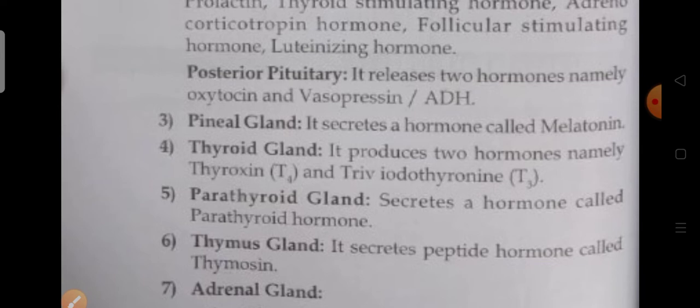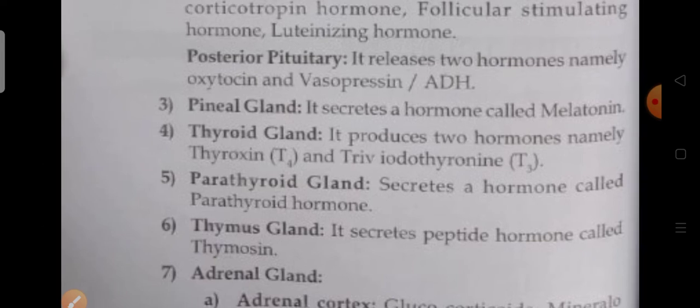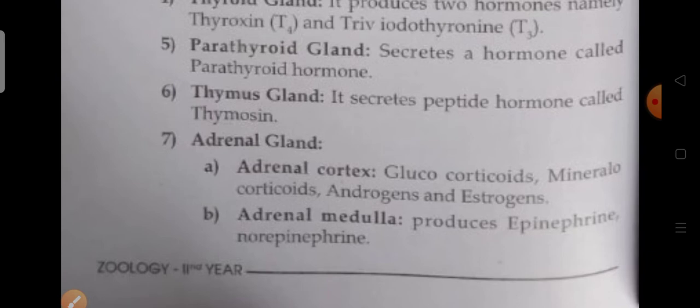Next, the thyroid gland. It produces two types of hormones, namely thyroxine and triiodothyronine, T4 and T3. The T3 and T4 hormones are produced by the thyroid gland. Next, the parathyroid gland secretes a hormone called parathyroid hormone. Next, the thymus gland secretes a peptide hormone called thymosin. Next, the adrenal gland. Two types we can see, the adrenal cortex and adrenal medulla.